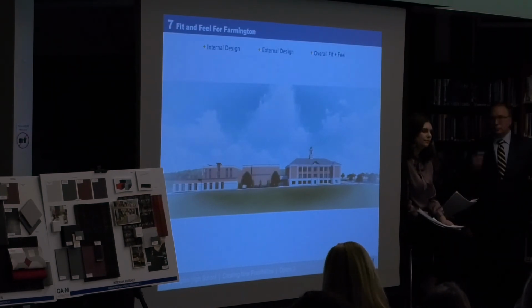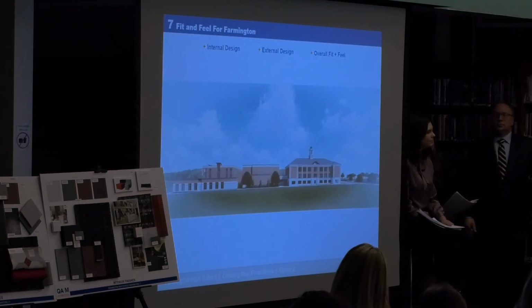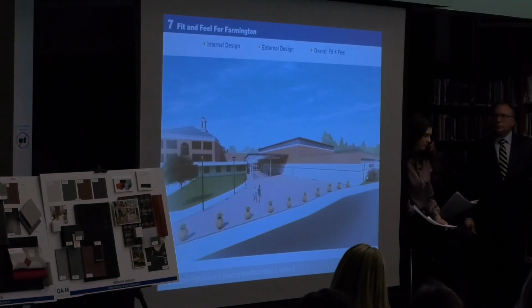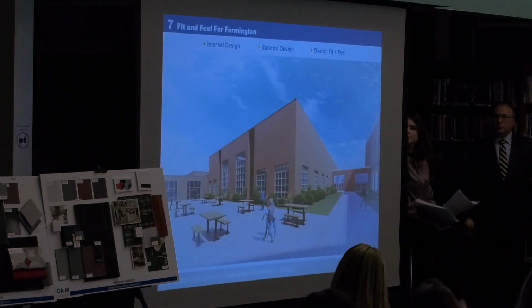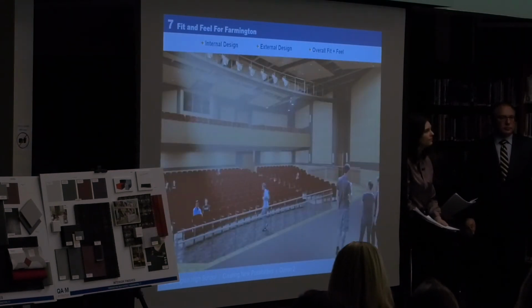Again, we tried to put our addition to the rear so that it would not dominate the original building. This image shows it, but all of you know that when you're driving down Route 4 and you look up at the building, pretty much everything to the left of the original 1928 building is hidden behind the trees. So realistically, when we're done here, you're going to see the 1928 building, you're going to see the existing auditorium. All of our addition is actually not going to be visible from Route 4.